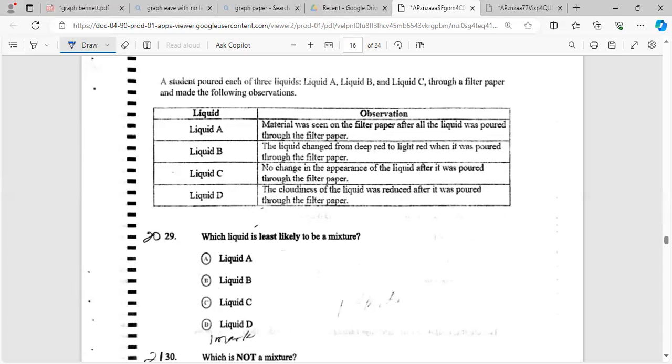I would say the one that had no change. So I'm gonna go with liquid C. I say no change in the appearance of the liquid here, so it remains. I'm gonna go with C.